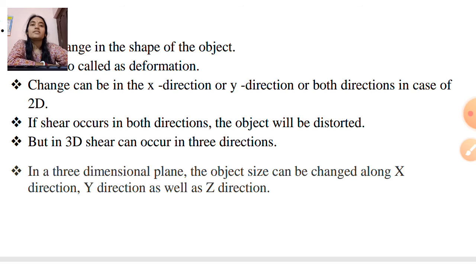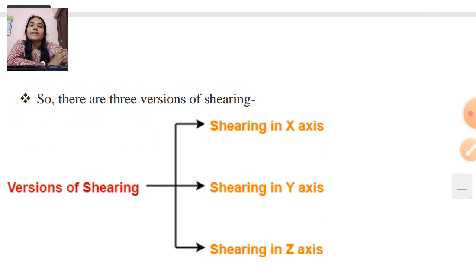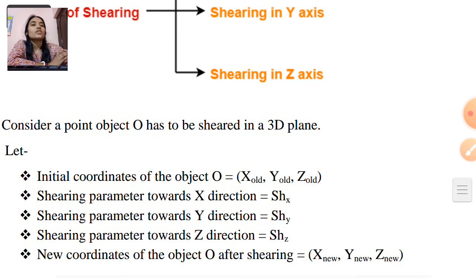But in 3D, shear can occur in 3 directions. In 2D, it can only change the position in the x direction or y direction. But in 3D, it can occur in the x direction, y direction and z direction. So, there are 3 versions of shearing: shearing in x-axis, shearing in y-axis and shearing in z-axis. In this way, we can shear in 3 different versions. Okay. So, let us discuss one by one.